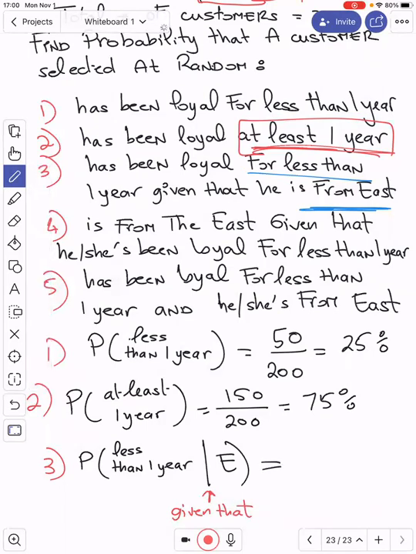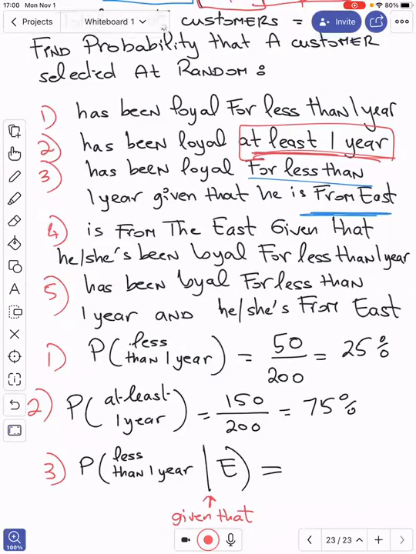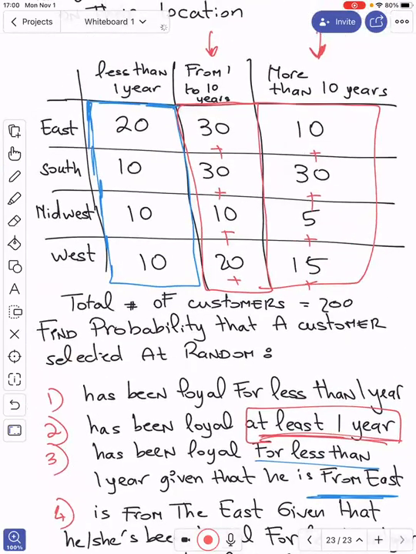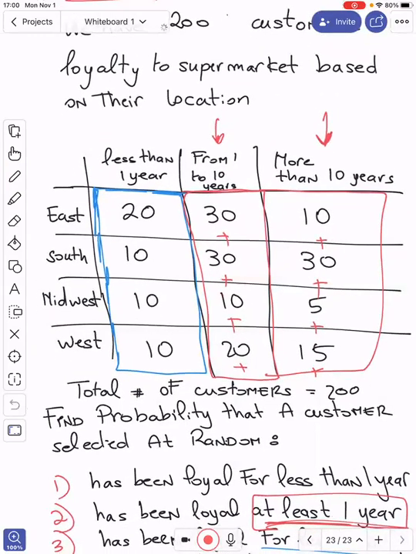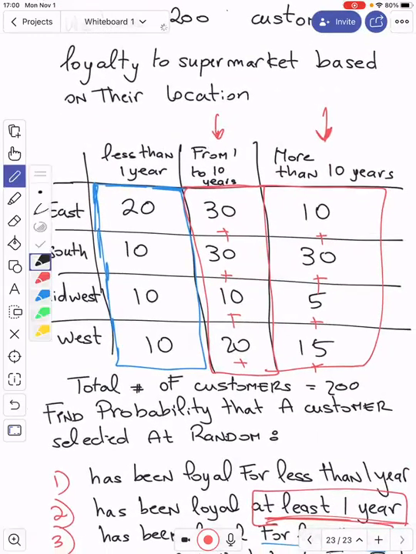So given that he or she is from the East, it means that we know for a fact that the customer is from the East. Okay, so we can forget about all the other customers and just focus on the customers from the East. So our sample would be just customers from the East. And from the East, that will be the first row. And in total, as you can see, we have 60 customers from the East.